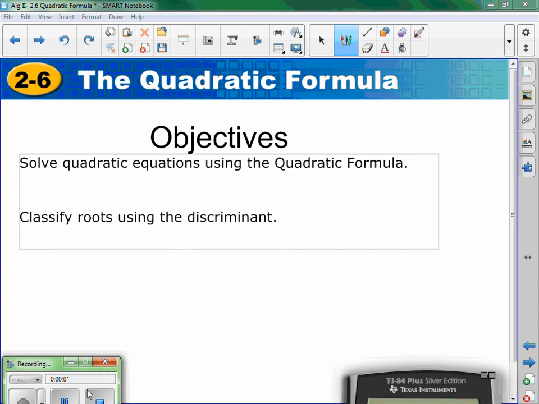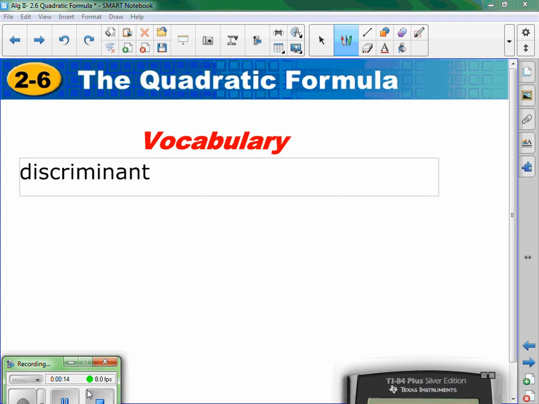Today we're starting 2.6 quadratic formula. We're going to solve quadratic equations using the formula, and we're going to classify roots by using the discriminant. The main vocabulary word you have no clue what it means is discriminant.